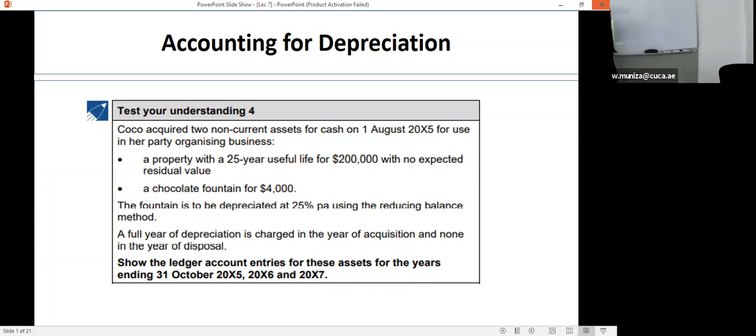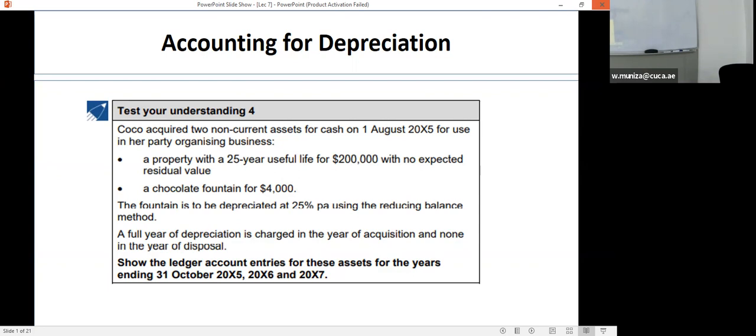Cost minus residual value, which is 0, divided by expected useful life, that is 25 years. So how much is going to be the depreciation, students? Please calculate. $8,000. So this is the straight line method. Up till the end of the useful life of an asset, we are going to take the same amount of depreciation. How much is it? $8,000.